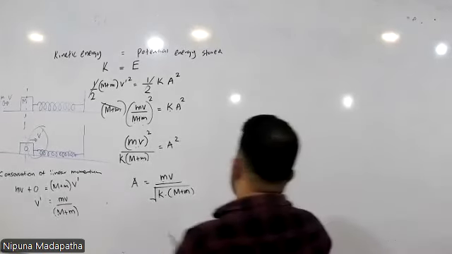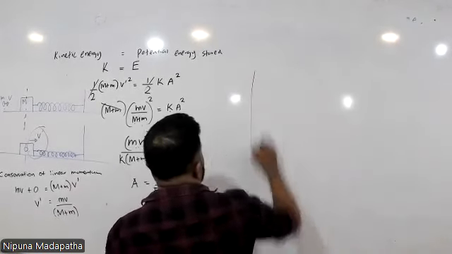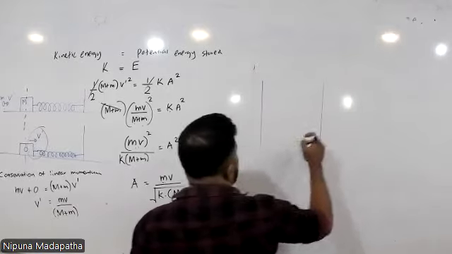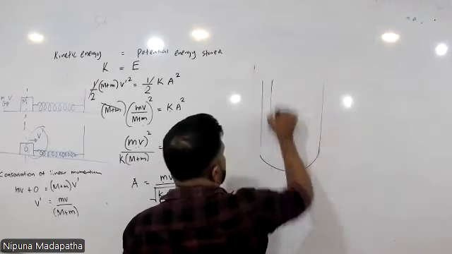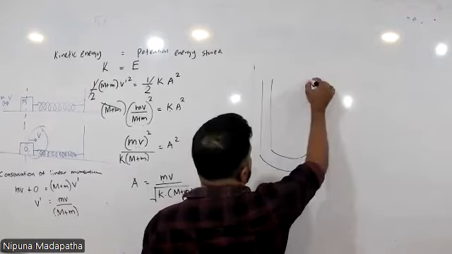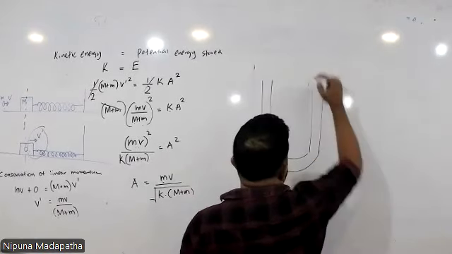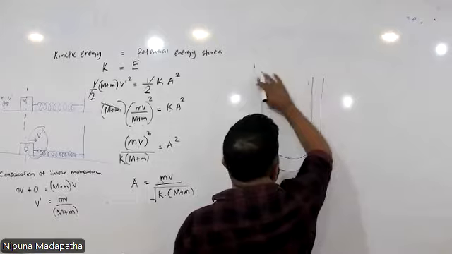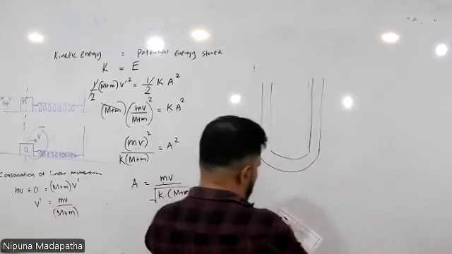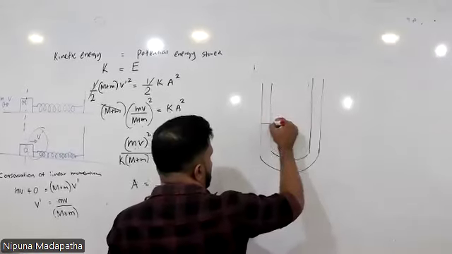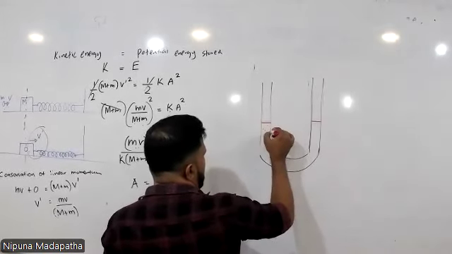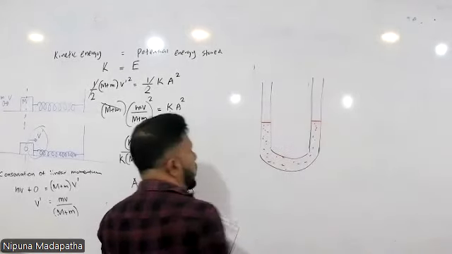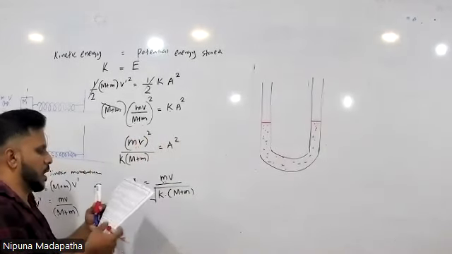Given, right? We have a U-tube. Initially a liquid has been poured into it. Suppose the liquid is filled up to this point. So then what happens?